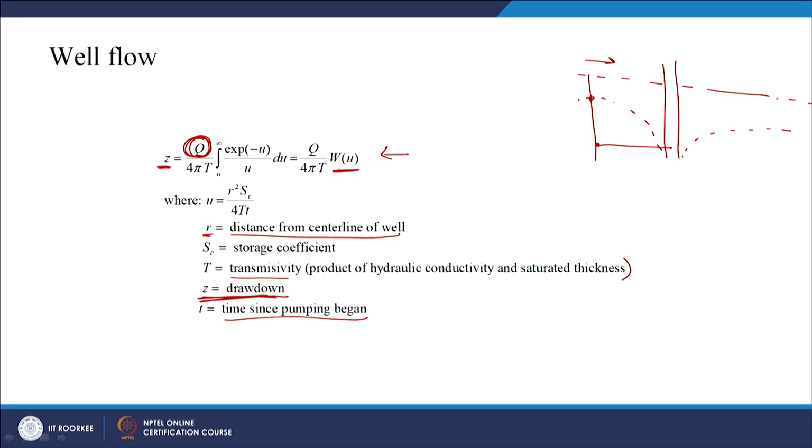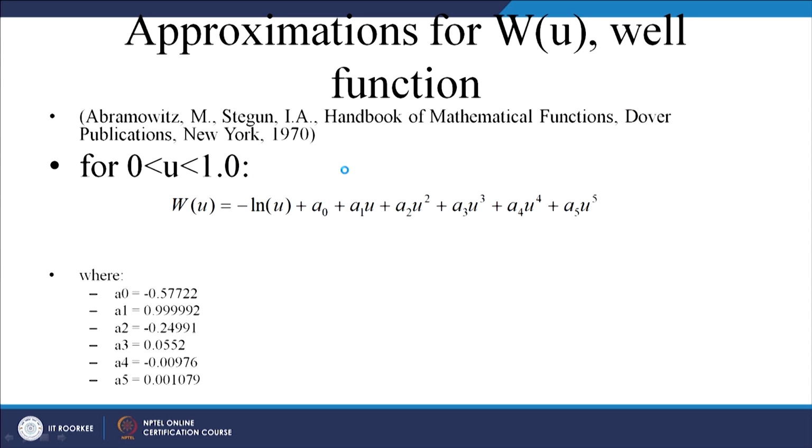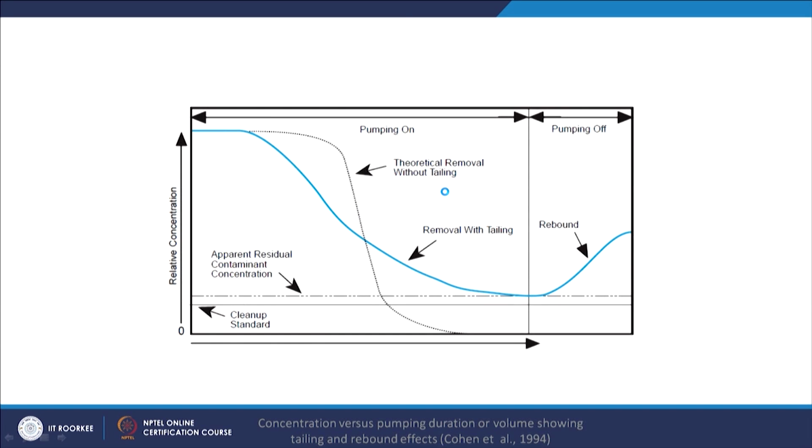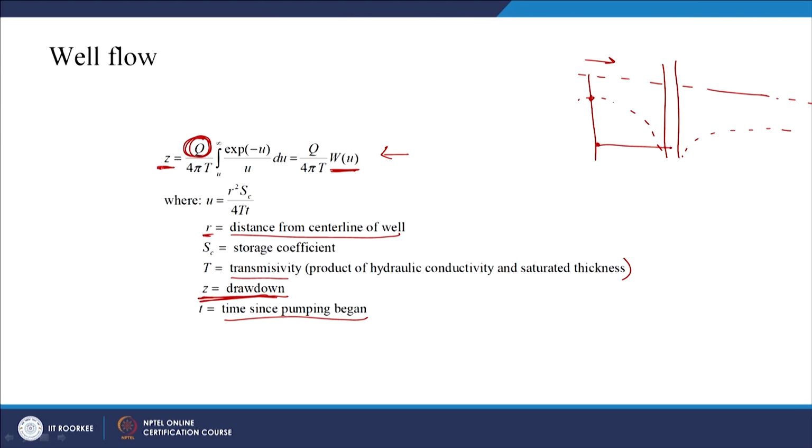I think people in hydraulics should hopefully recognize that. And for the well function, we have approximations. If u is between 0 and 1, we have a particular way to calculate the well function. If u is greater than 1, we have another way to calculate it, and then we can more or less calculate the drawdown.